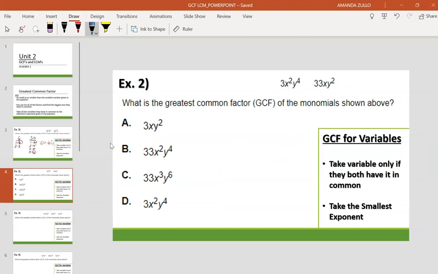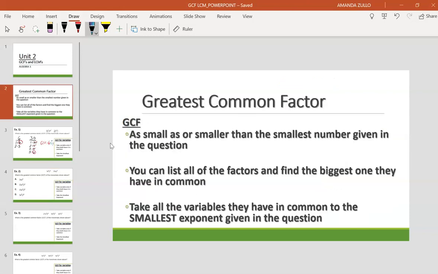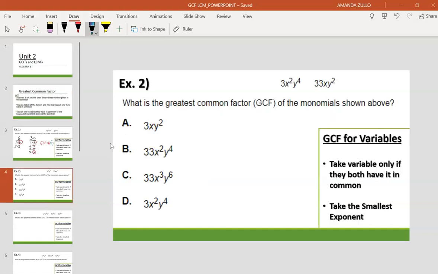When you're given a multiple choice question, your life becomes a lot easier. So you have to remember back here what I was talking about. GCFs are as small as or smaller than the smallest number given. That's a lot of smalls there. So basically what you're looking for in your choices is the smaller number, okay? So the smallest number given up in the question is 3. So our answer here has to be 3 or smaller when we're talking about GCF.